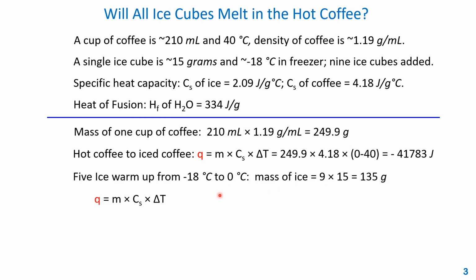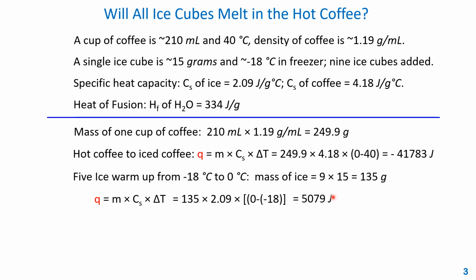Now, we have 9 ice cubes, and we have 15 grams for each ice cube. So 9 times 15 is 135 grams of ice added, right? So, two steps again. For this 135 grams of ice, you need to warm it up from -18 to 0 degrees. So that heat will be mass times specific heat of ice times delta T, 0 minus -18. So we can calculate, to warm up this ice to 0 degrees, you need 5,079 joules.